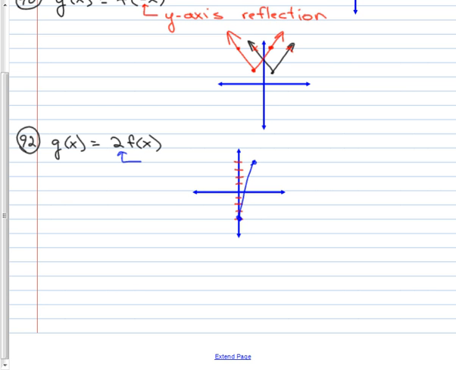And then what do we have? A flat piece. So there's our new one. The only difference is it's twice as tall, which means it goes up and down twice as much.